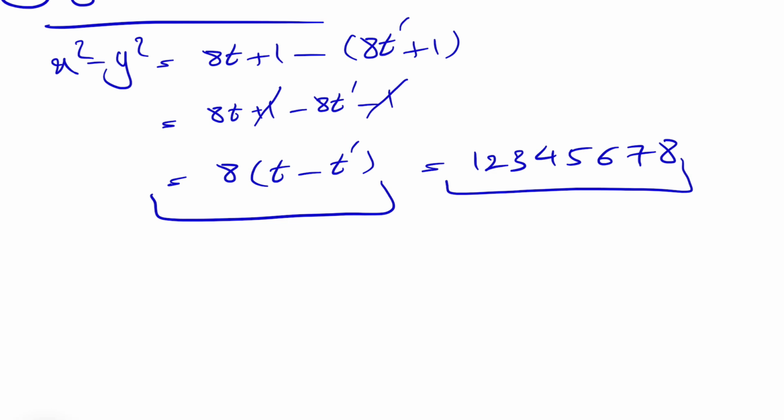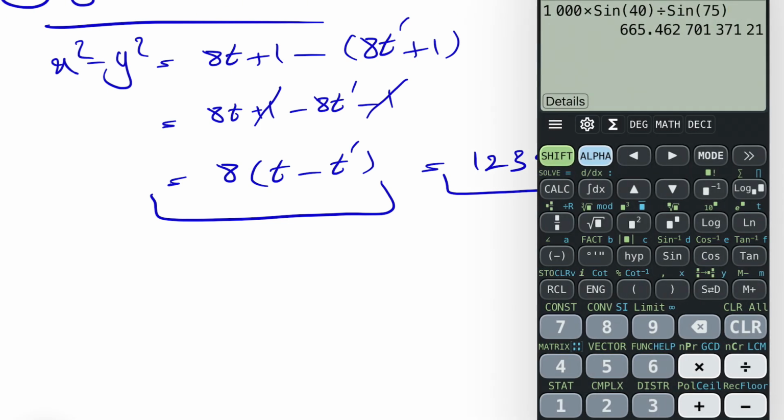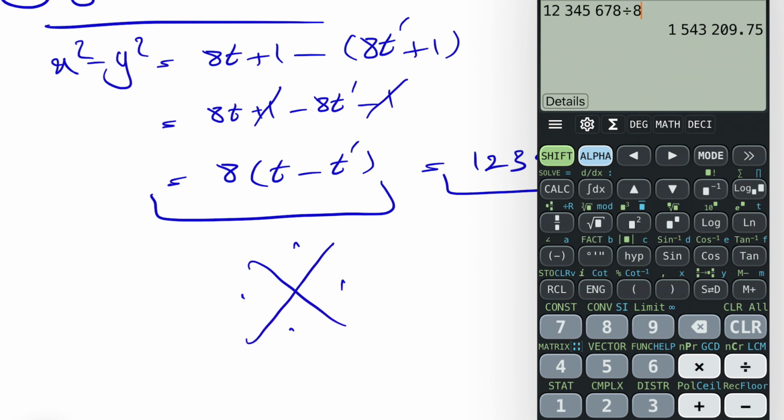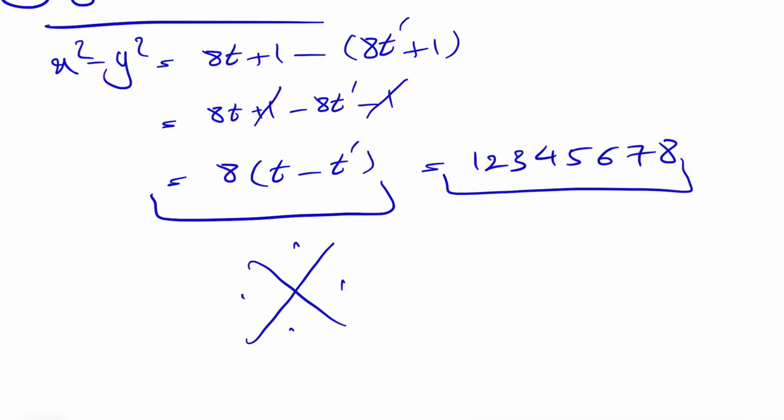So basically we need to divide this number by 8. And if we divide that number by 8, we'll see that this number is not divisible by 8. I'm just showing it quickly on a calculator: 1, 2, 3, 4, 5, 6, 7, 8 divided by 8. We see we have numbers after the decimal point, which shows that this is not going to work. So no answers for this question.